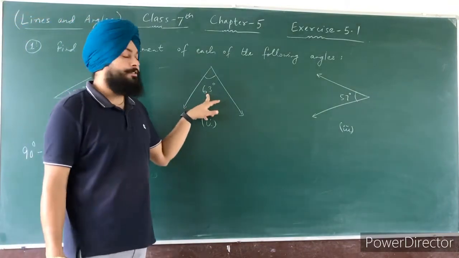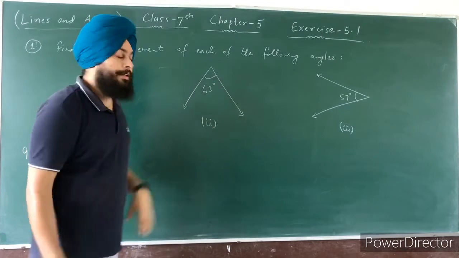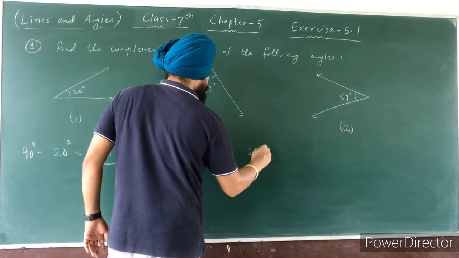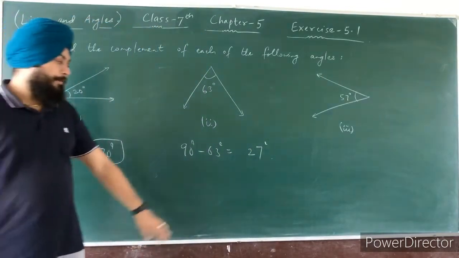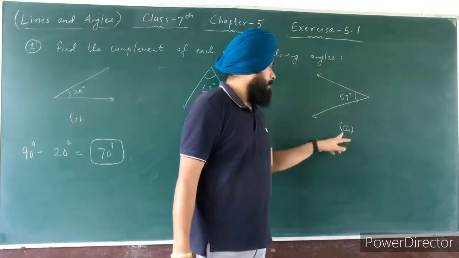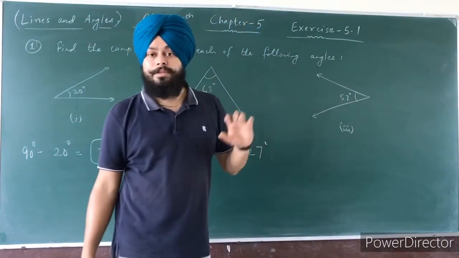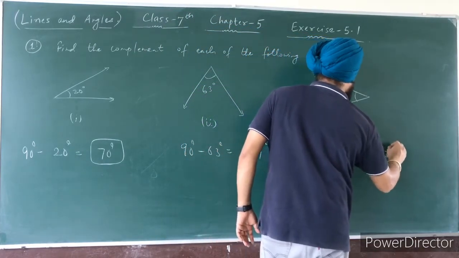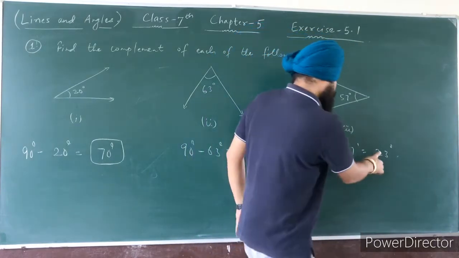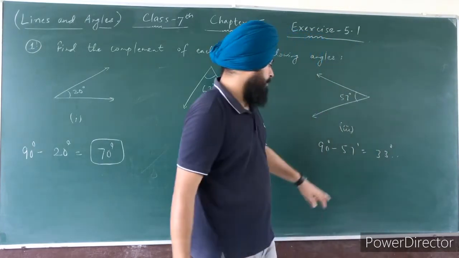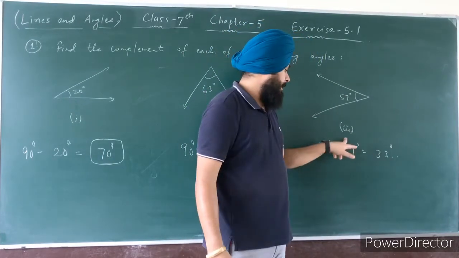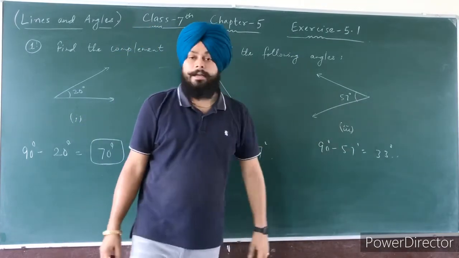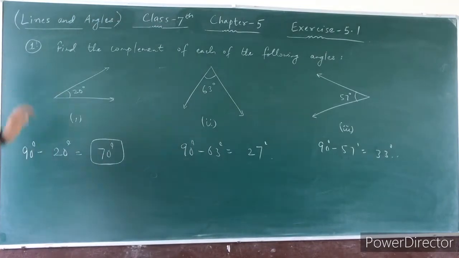The second part is here 63 degrees. So the complement of this angle is 90 minus 63. It is how much? 27 degrees. So 27 degrees is the complement of this second angle. The third one is 57 degrees. The complement of this angle is 90 minus 57 degrees. It is how much? 23 degrees. Sorry, 33 degrees. Alright, 7 plus 3, 10, 1 carry, 6 plus 3, 9. So 33 degrees is the complement of this angle. So this is your question number first.